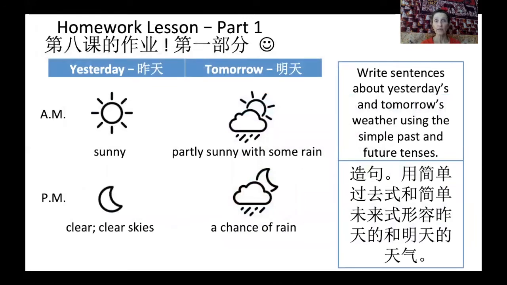Here's the homework for lesson 8, part 1. Okay. Here you see the same weather again, but notice I have yesterday and tomorrow. Because for this part of the homework, I want you to practice using simple past and future tense. So last week's homework, we used simple present. 现在简单式. But now we're going to use 过去式, 简单过去式 and 简单未来式 to write sentences. 造句.